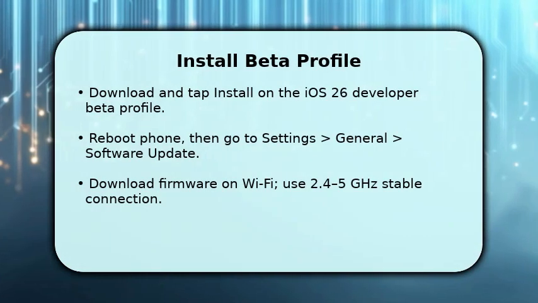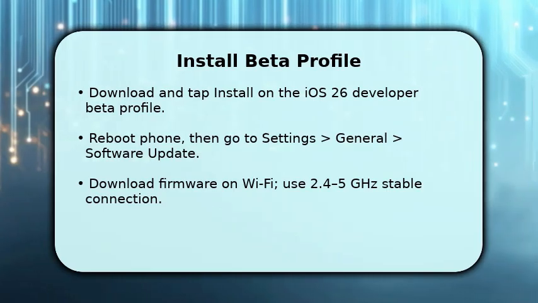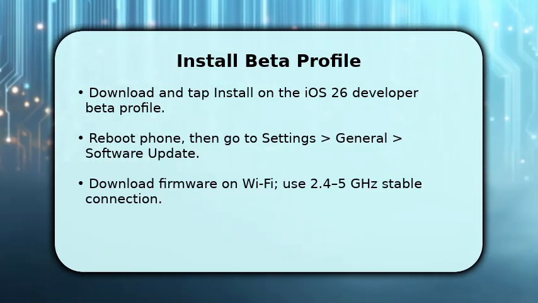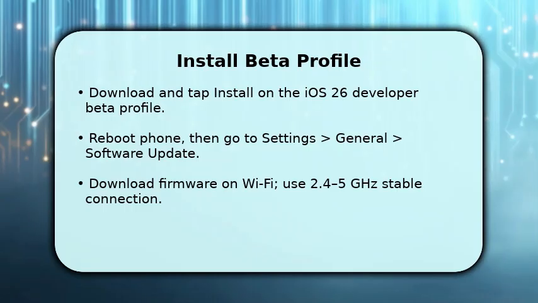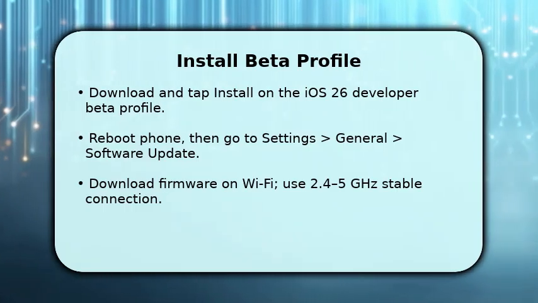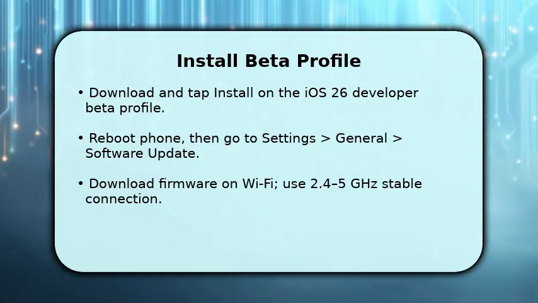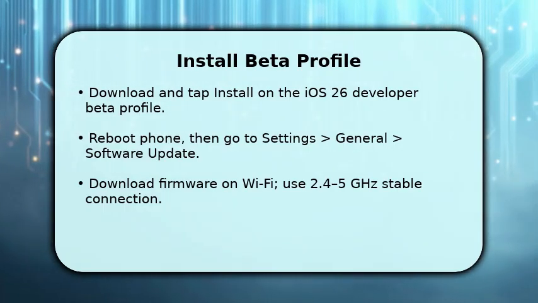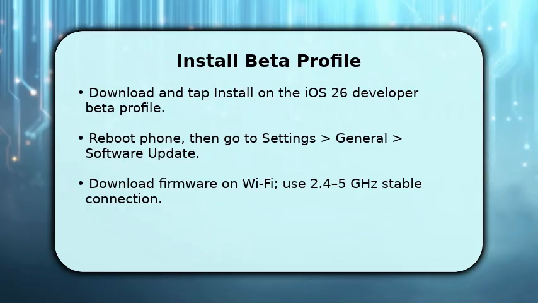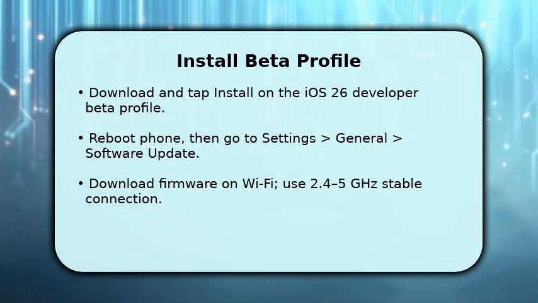Once the profile is installed and the XR has restarted, open Settings and navigate to General, Software Update. You should now see iOS 26 Developer Beta available. Tap Download and Install, and be patient during the download. Large builds can take 15 to 45 minutes depending on your connection.